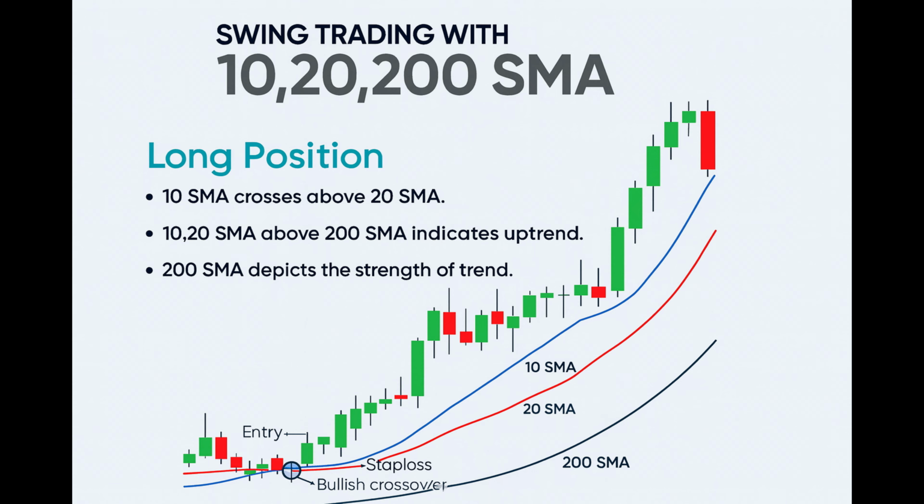In the chart, once the bullish crossover occurs near the bottom, the price starts rising while staying consistently above all three moving averages. The entry point is marked immediately after the crossover, and a stop loss is placed slightly below recent support to manage risk. As the trend develops, the 10 SMA stays above the 20 SMA, and both continue sloping upward, showing that buyers are in control. This simple alignment of the three moving averages helps traders capture strong swing movements with clear rules for entry, trend confirmation, and risk management.